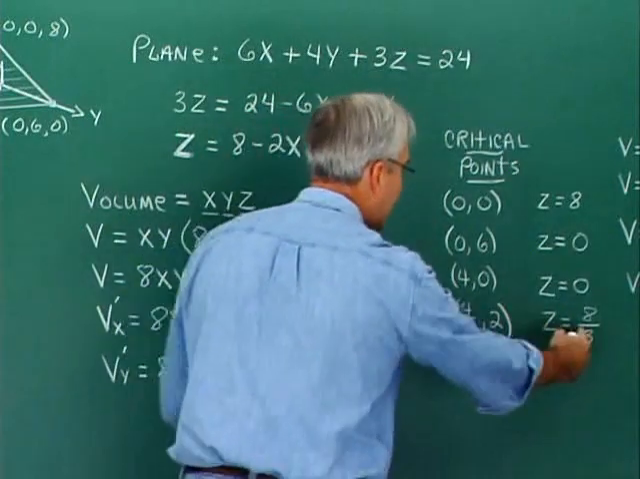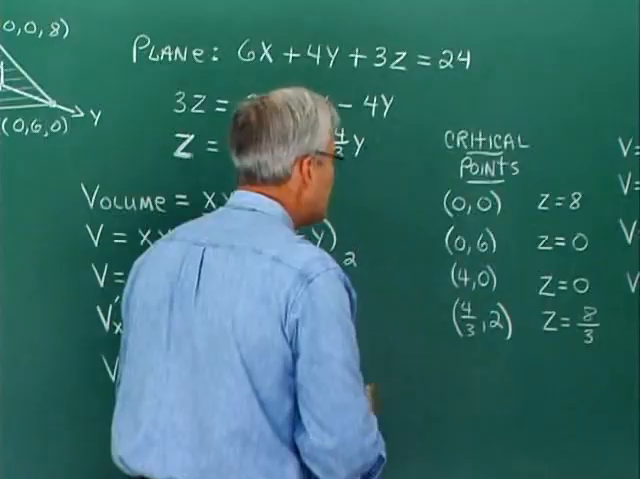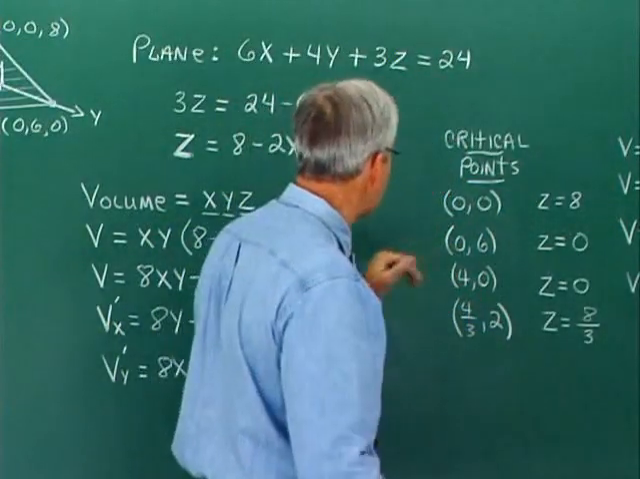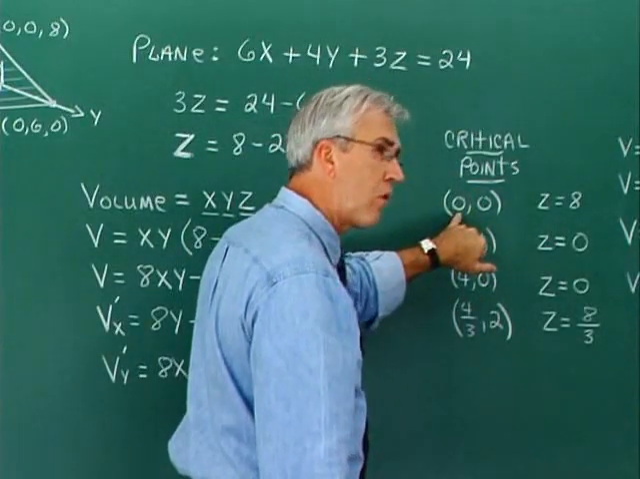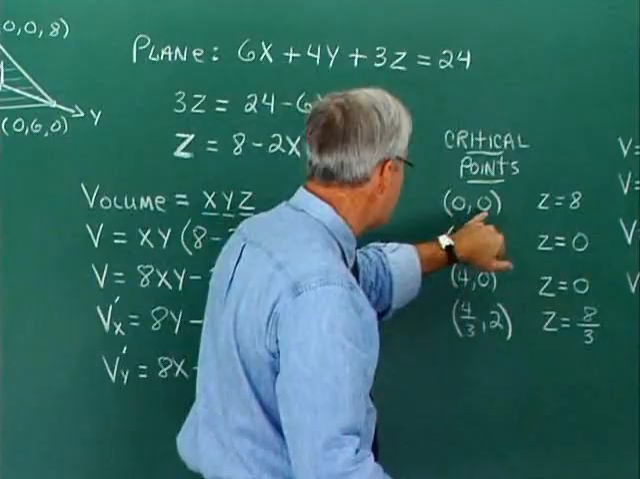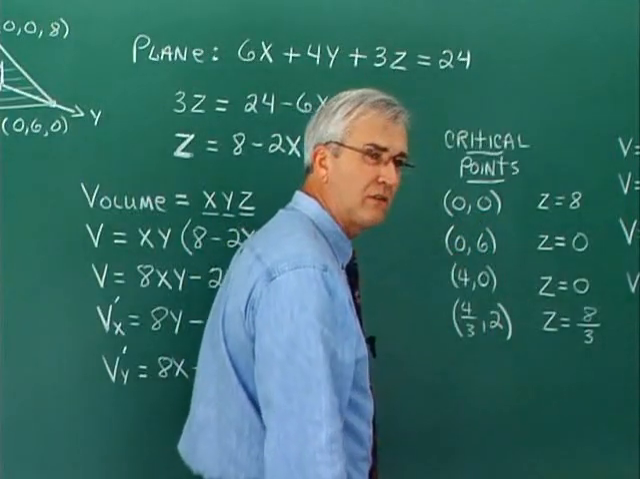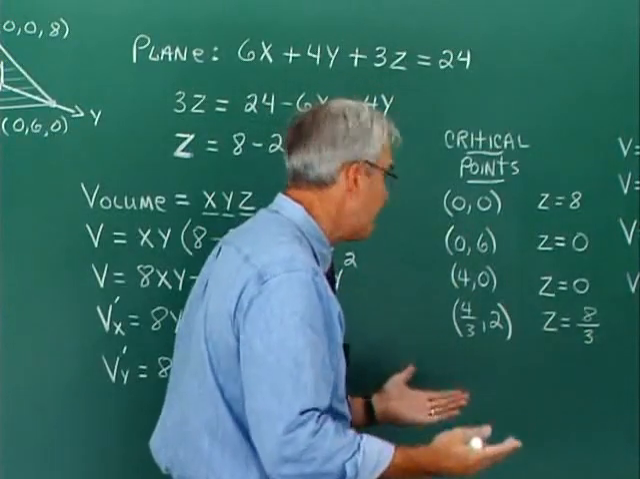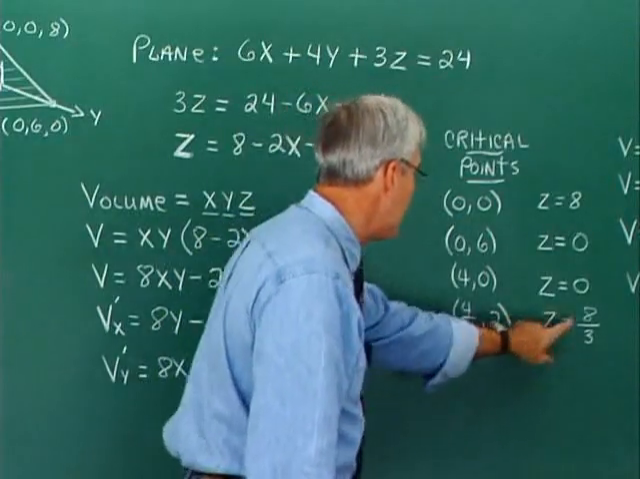Now, these are candidates for the sides of a box. Gee whiz, why did I even bother with all of this? Well, it doesn't make sense for a box to have a 0 value for one of the dimensions, and it doesn't make sense for one dimension to be 0 and another to be 6. The box is infinitely small. You see, it doesn't have volume in these circumstances. The only one that's meaningful is this last one. The z value is 8/3.